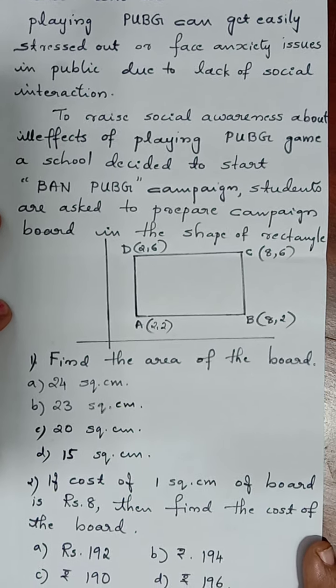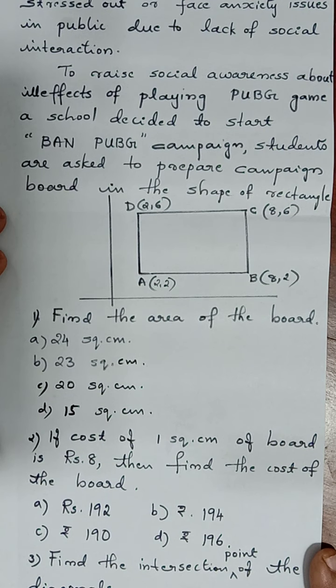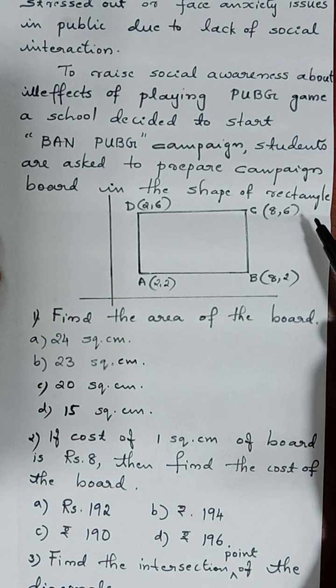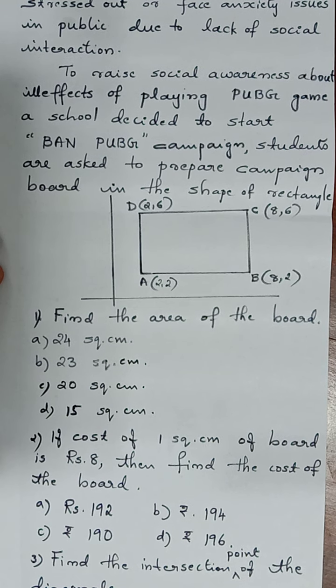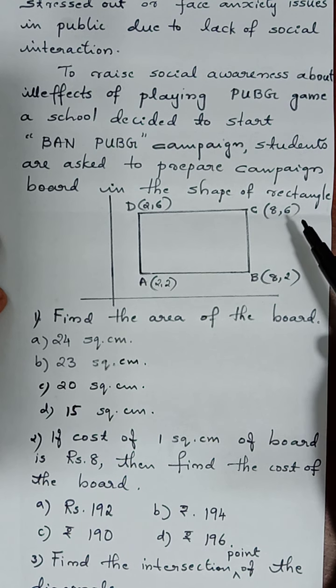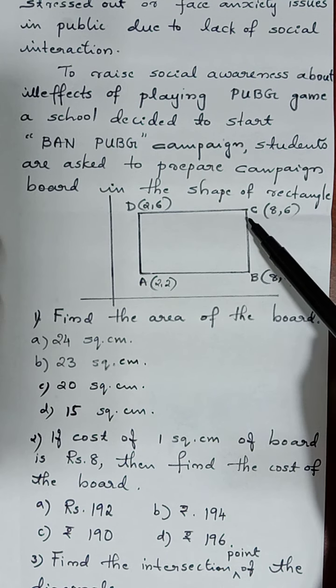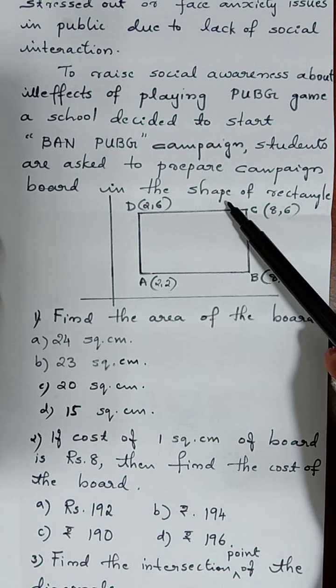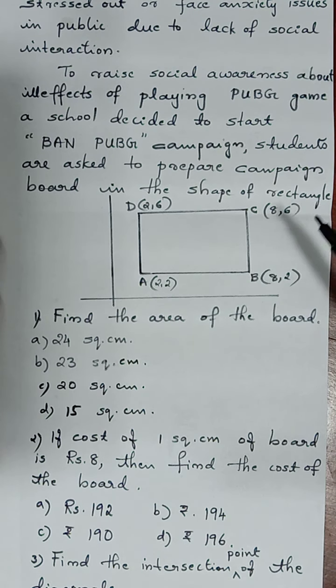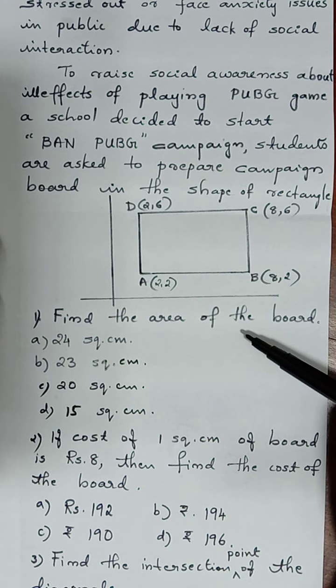Now let us move on to the question. Find area of the board. So it is clearly mentioned. When you read the question, read it 2-3 times. Each and every point you have to be very careful. Coordinates are given. They have said that it is in the shape of a rectangle. So a rectangle's area only here we have to find out.